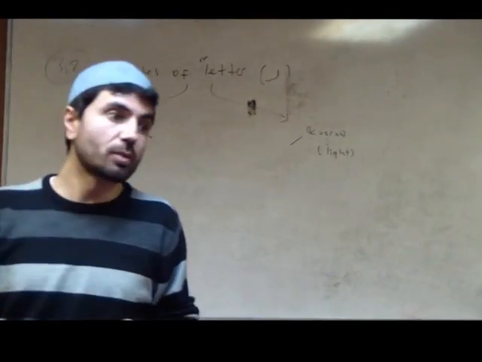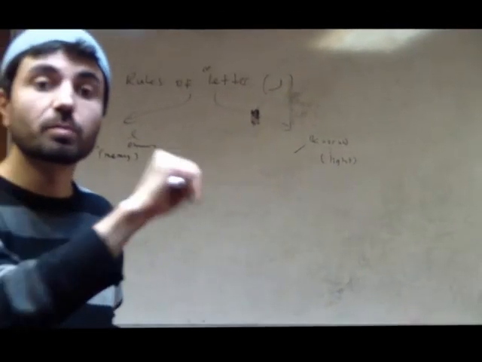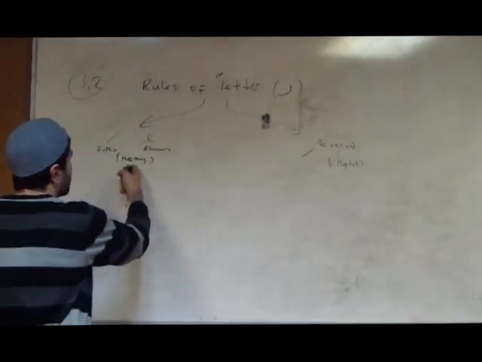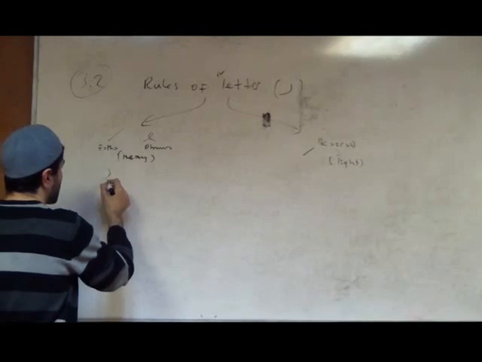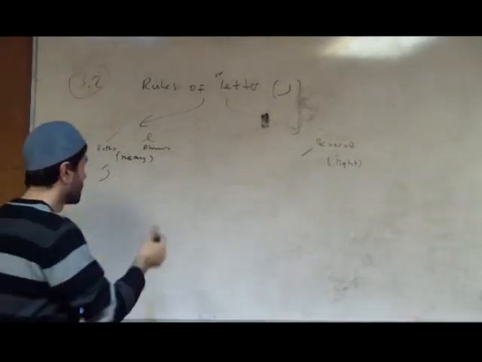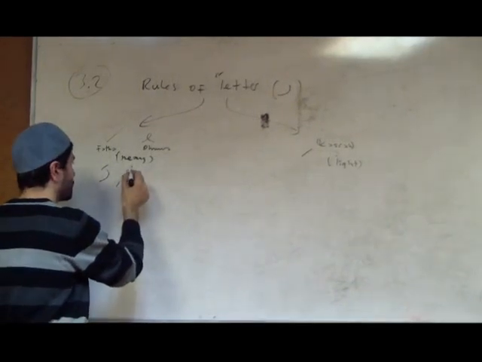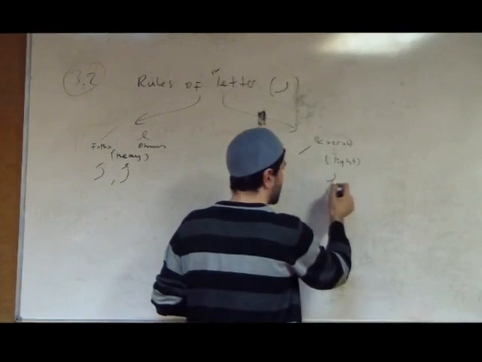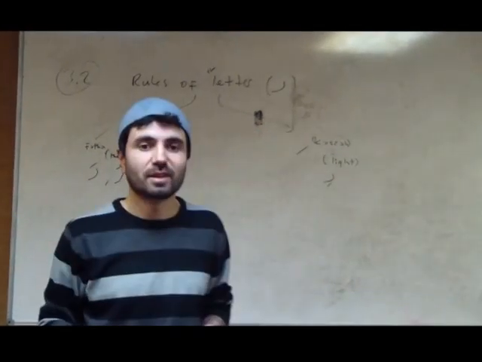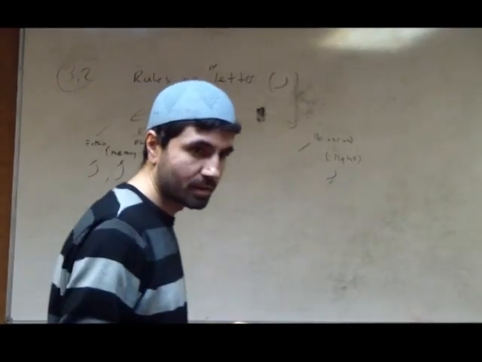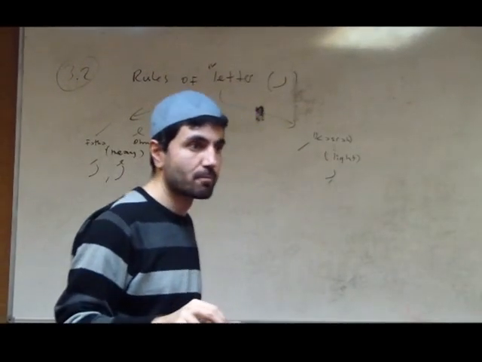Don't get confused with the lightness and heaviness of madd lazim. This has nothing to do with that. So, for example, if ra has fatha, you just say ra. Or you say ru. But when it has kasra, you say ri. Is that clear? So one is full mouth and the other is empty mouth.